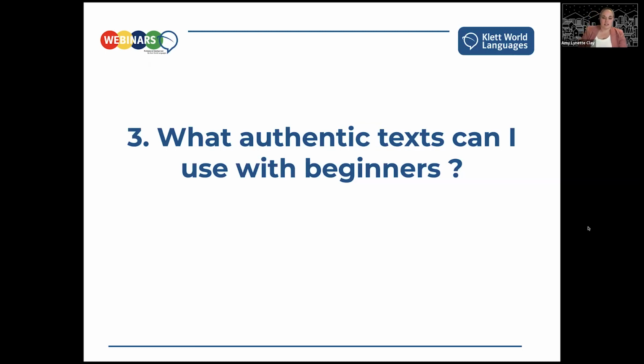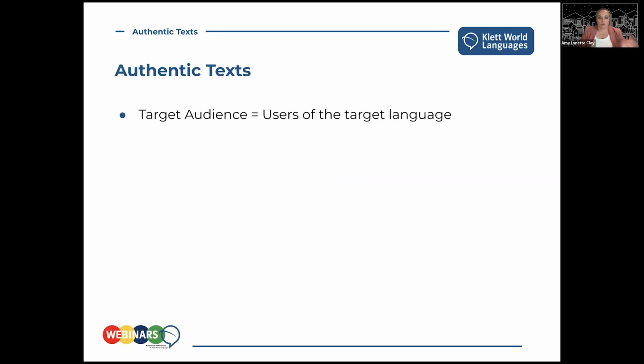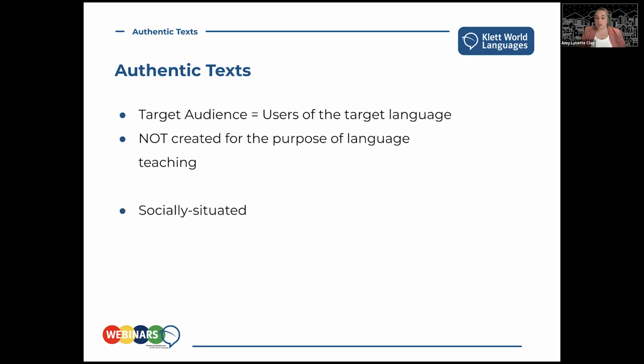Okay, so with authentic texts, I'm going to just talk a little bit about what they are first, and then how we can find good authentic texts that we can use with our beginning level students. All right, so two main things with authentic texts is that their target audience is users of the target language, and they're not created for the purpose of language teaching. Think of that as the litmus test for, am I using an authentic text or not? Is it socially and culturally situated? Is it meaningful and purposeful? Yes, because it's being used for a purpose in the real world, right?